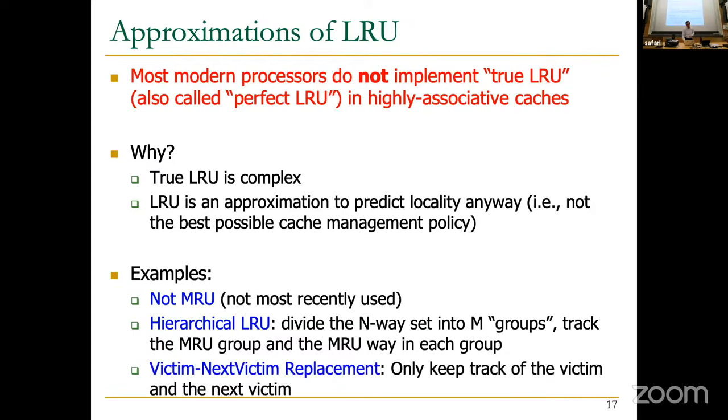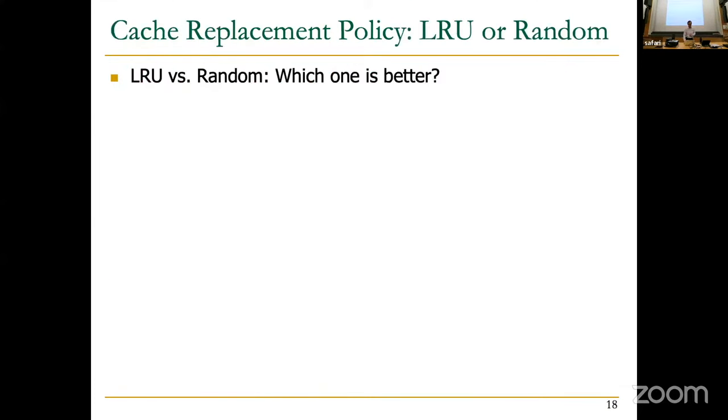And then there's also something called next victim replacement. And this is trying to keep track of, basically protect two things, let's say. Maybe you're trying to protect the most recently used and something else as well. How do you determine that something else? It depends on the policy. So most processors essentially don't implement LRU for these two reasons. Okay. Now let's go and look at another question, which I kind of foreshadowed earlier.